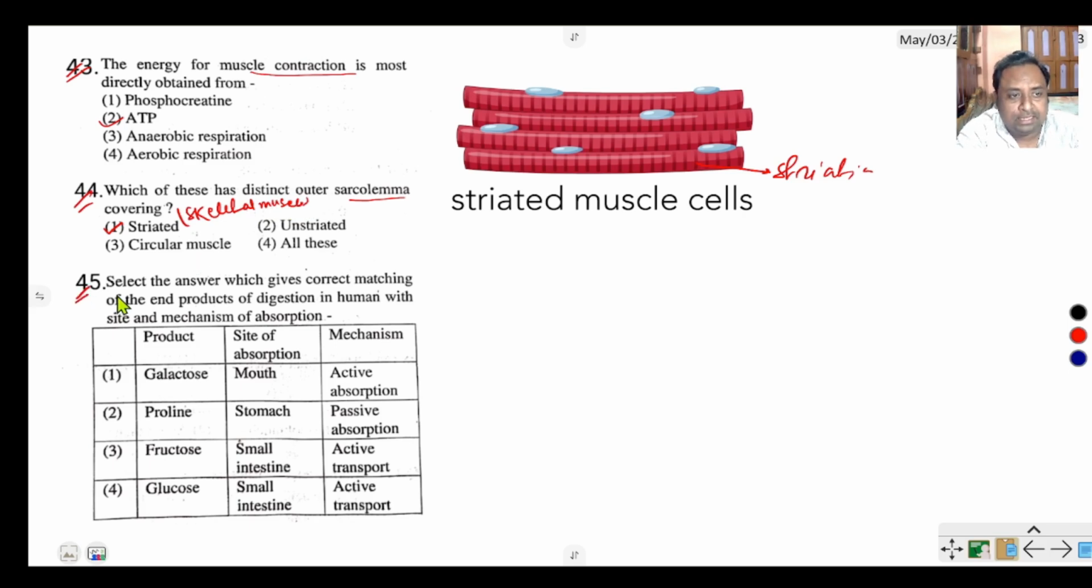Question number 45 says: select the answer which gives correct matching of the end product of the digestion in human with site and mechanism of digestion. In the human digestive system, the major digestion occurs in the stomach and small intestine, and most of the absorption of food or minerals occurs in the small intestine. So the correct option is glucose, small intestine, active transport.